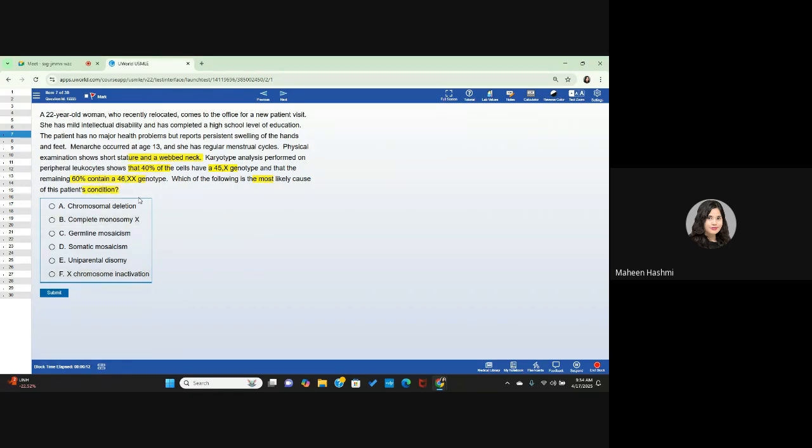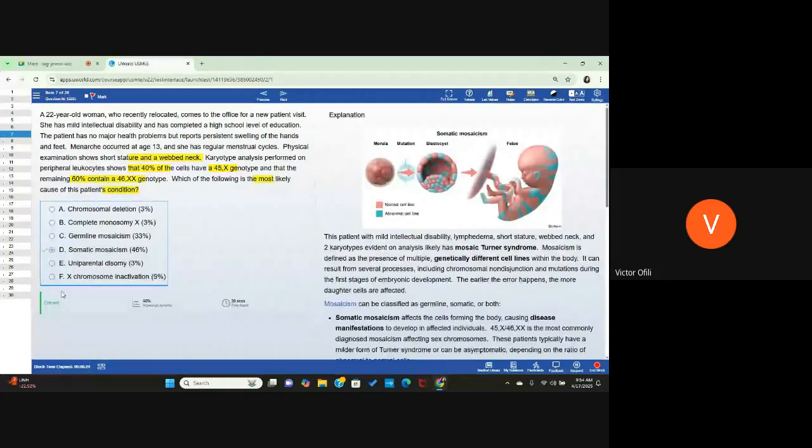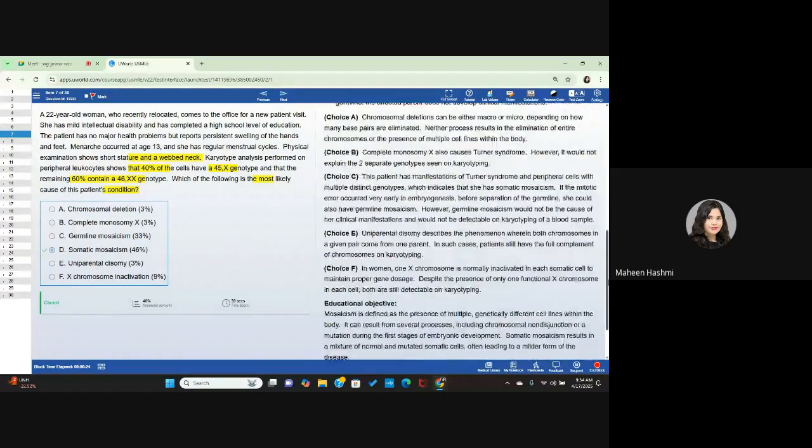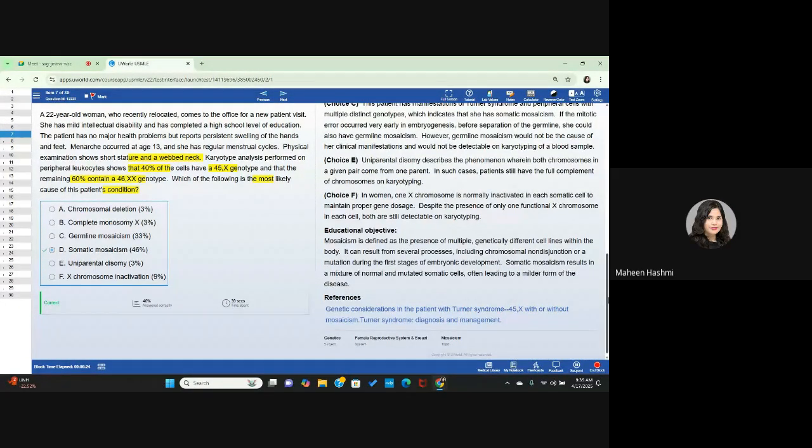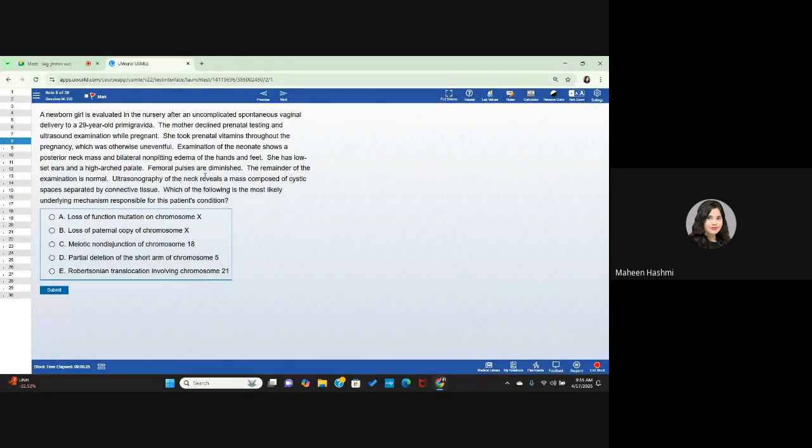It's either C or D, mosaicism. Germline or somatic? I think somatic. Yeah, so it is somatic mosaicism. You don't have to memorize why it's happening, but just remember that there's this thing called mosaicism, and somatic mosaicism occurs in Turner syndrome. All right, then we go to the next question.